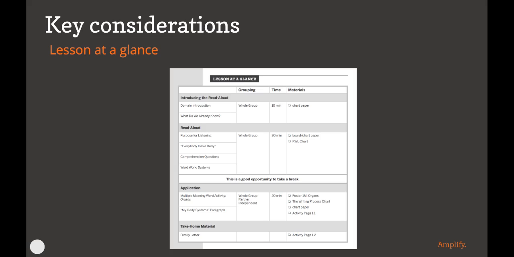As shown in this lesson at a glance table, each lesson in the domain is composed of the same distinct parts: introducing the read aloud, the read aloud itself, and the application activity. The lesson may be divided into smaller chunks of time and presented at different times during the day if you so choose. Again, each entire lesson requires a total of 60 minutes.